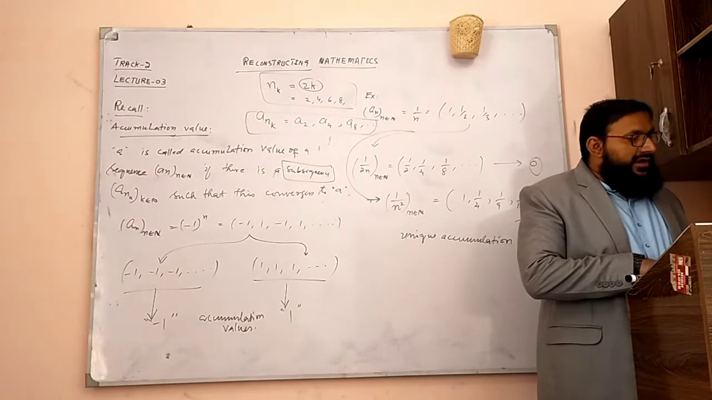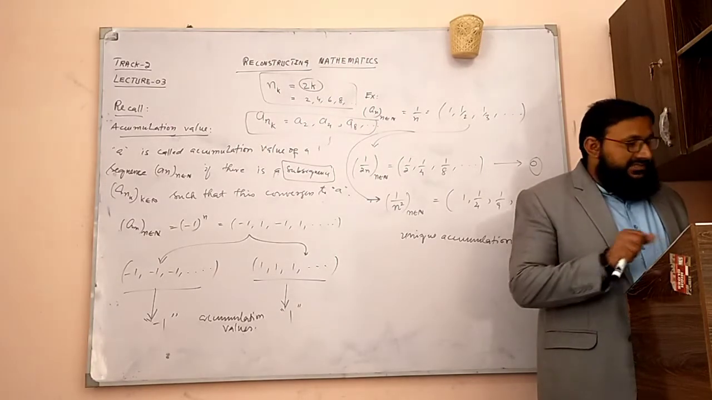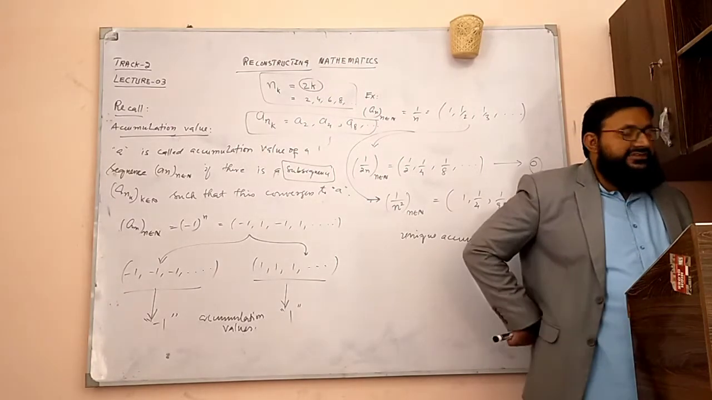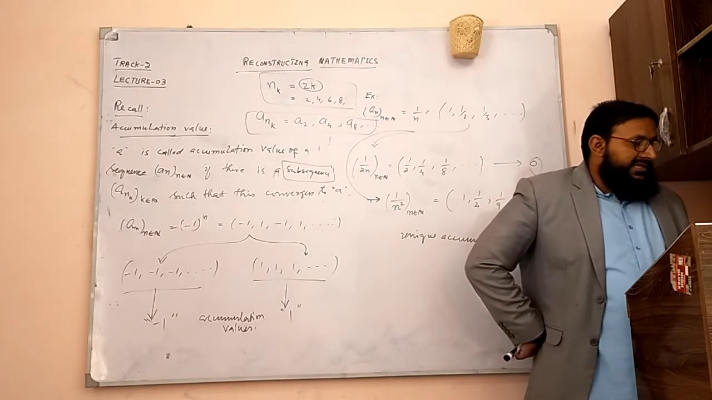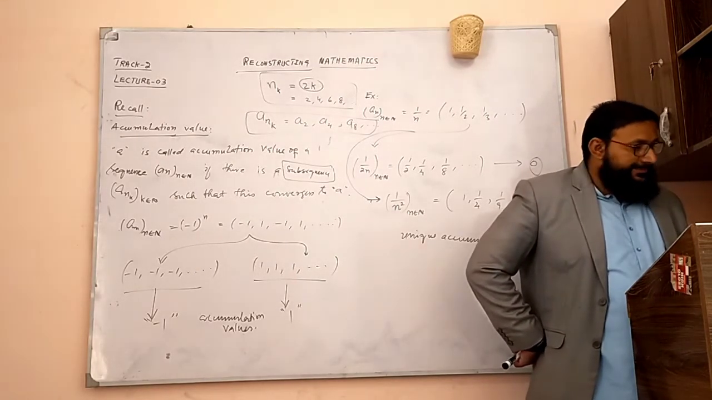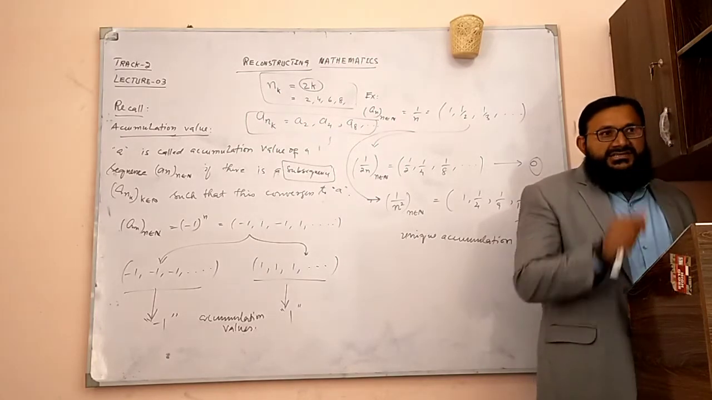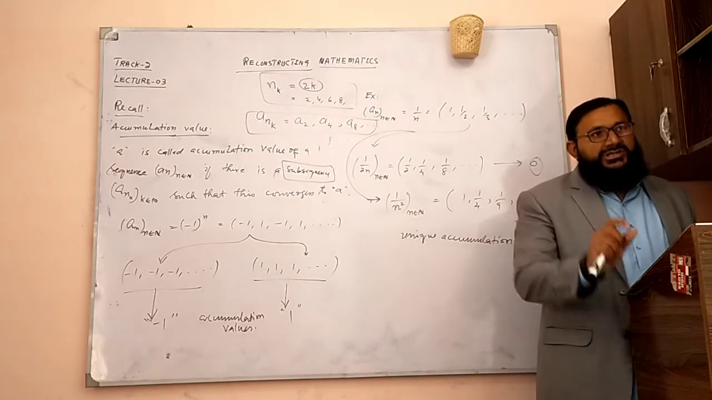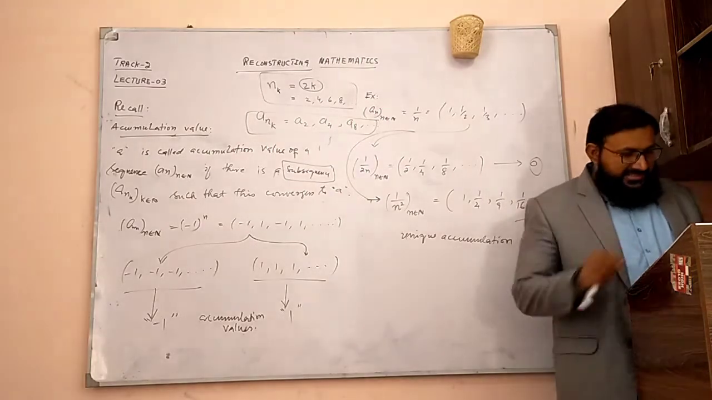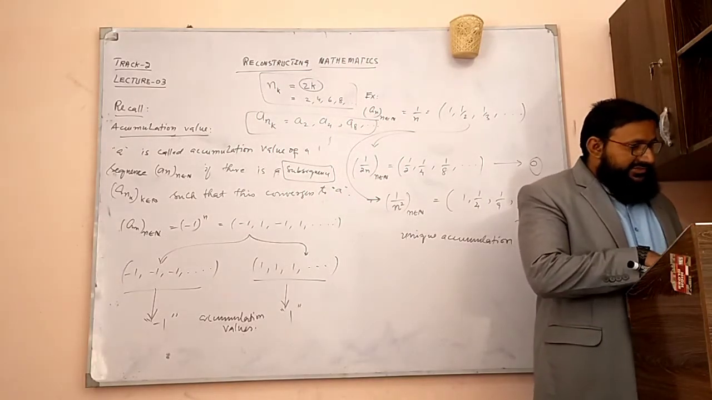Okay, we did what we call Bolzano's theorem in the last class. Its statement is: if a sequence is bounded, it means it has some accumulation value. Or if it is bounded, it implies that it must have a convergent subsequence. This is the statement of Bolzano's theorem.